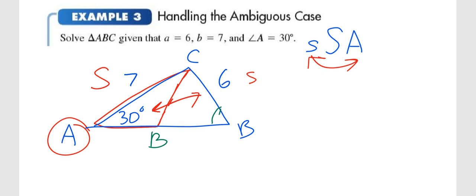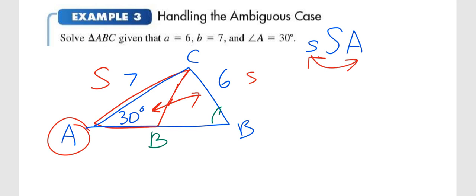I am not changing anything about the triangle that we already know. This is still 30 degrees. This is still a length of 7. The length of 6, I don't know if it goes this way or if it comes back and goes this way. I just don't know because I know nothing about that angle at the top. So if it's not locked in, how do I know if it's this way or this way? And if that side on the bottom is not fixed, then I'm not sure if it's this long or this long.